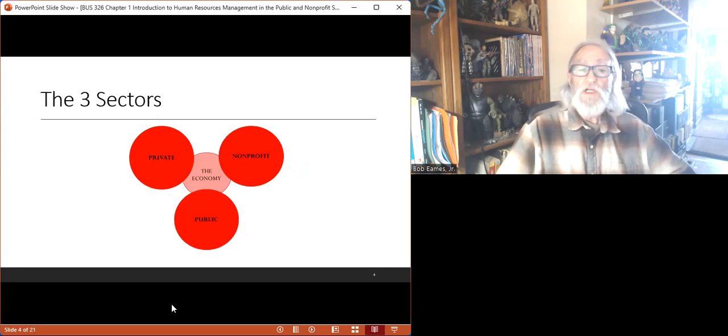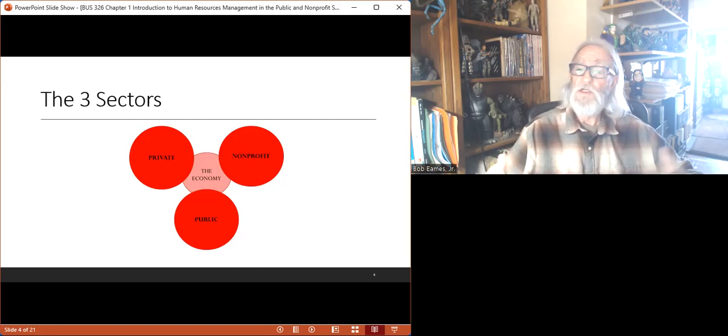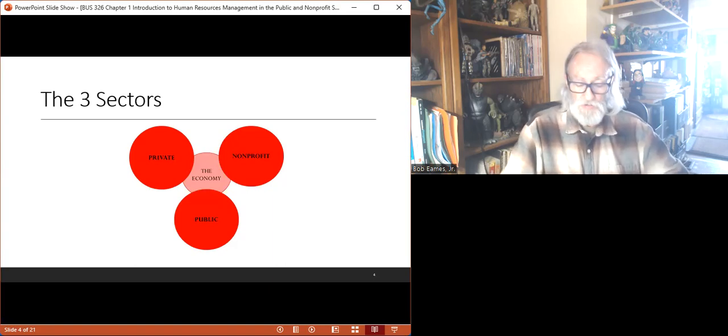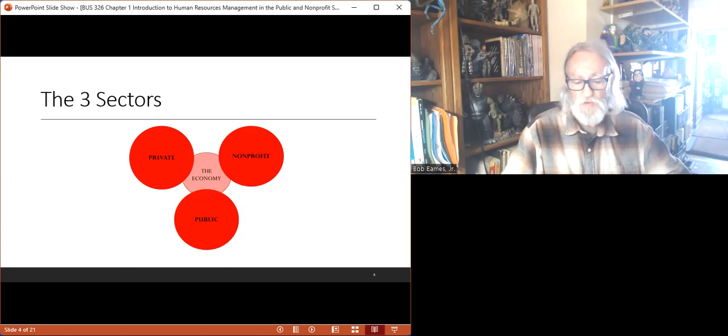We operate within a context of the three sectors of human activity. You can see them here. We have the private sector, the nonprofit sector, and the public sector. And all of these combined come together to operate our economy, to produce our GDP, and indeed are reflections of the culture that we live in. An HR manager can operate and work in any of the three sectors, but the three sectors have varying requirements and attitudes and values that they present.